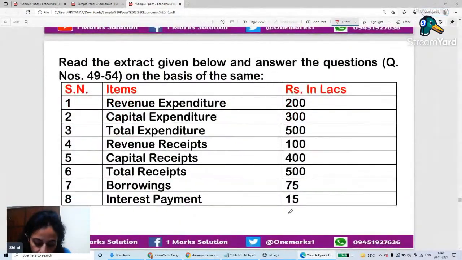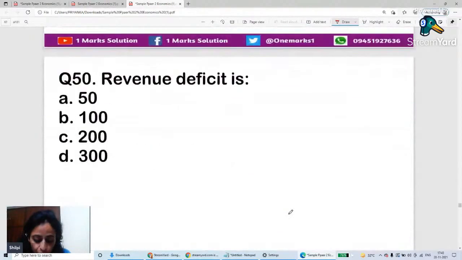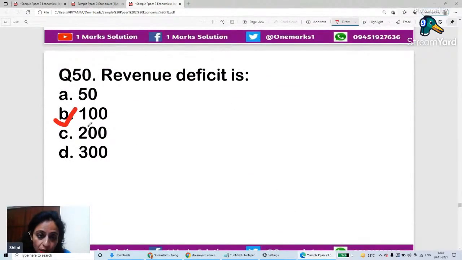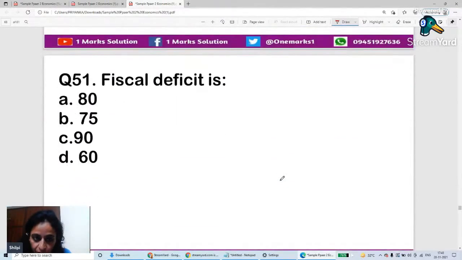Yes. See here, revenue expenditure minus revenue receipts you have to do because we need to calculate revenue deficit. So 200 minus 100. So answer will be 100. Question number 50. Option B is the correct answer. Now question number 51 says fiscal deficit.